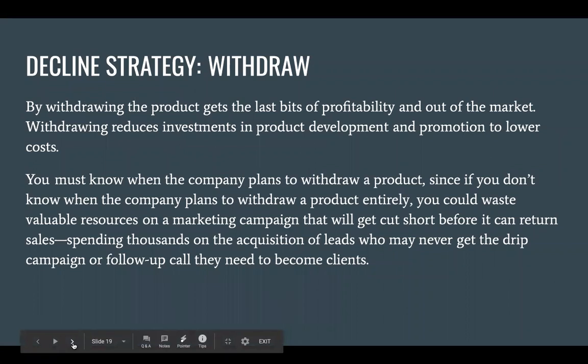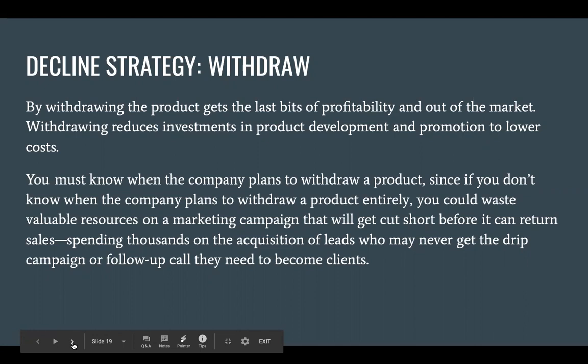And another decline strategy is withdrawing. By withdrawing, the product gets the last bits of profitability and out of the market. Withdrawing reduces investments in product development and promotion to lower costs. So I don't really know if not flip-flops. I can't speak today. Sorry guys. Flip phones. I don't really know if they're still in the market. I don't think so. But I think they withdrew their product since nobody's going to use a flip phone when there's phones with screens.